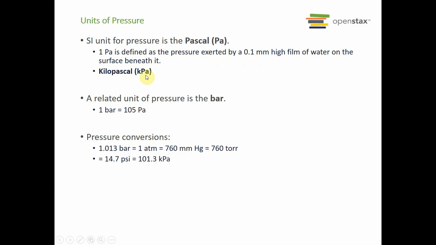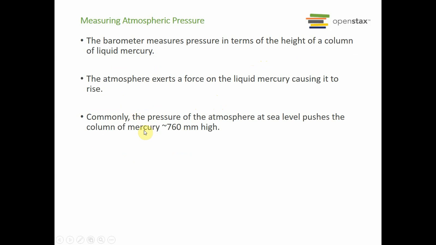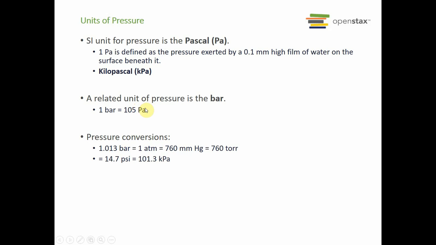We also have kilopascals because this is so small. We would like to consider 1,000 times this, or 0.1 meters, 10 centimeter high film of water. A related unit to pressure is the bar. A bar is, that's an exponent here, 10 to the 5th pascals. 100,000 pascals is 1 bar.